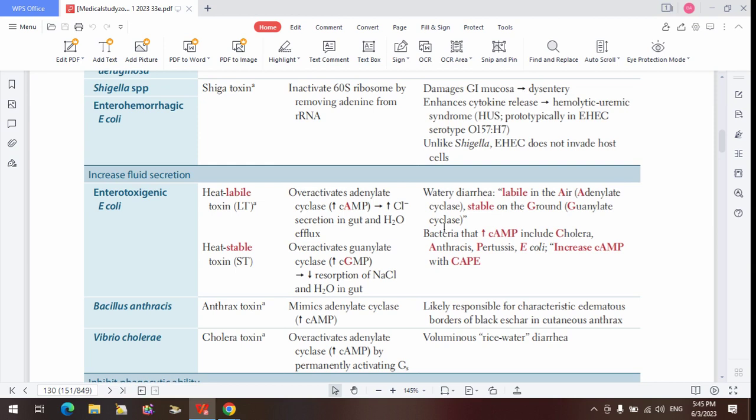Giardia can also cause it, but the most common one is enterotoxigenic E. coli. So the next thing is for you, which causes diarrhea by the mechanism that enterotoxigenic E. coli causes that diarrhea.